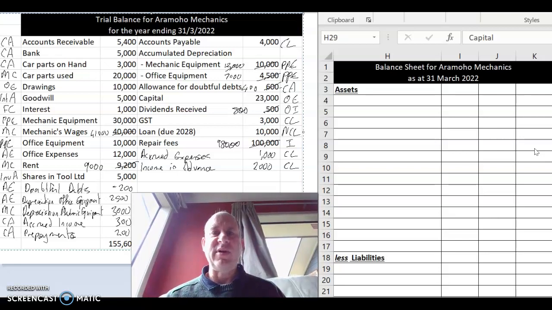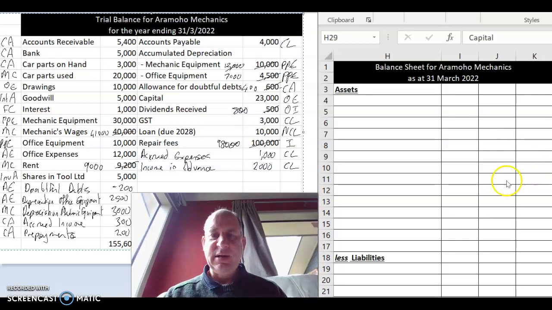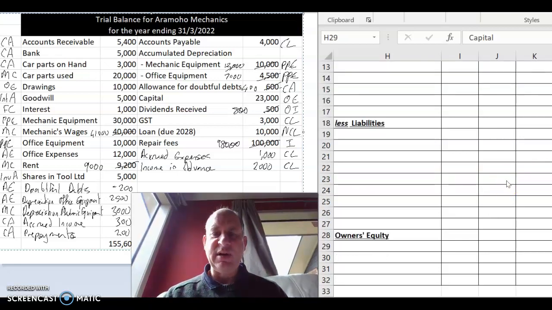There are 3 major sections of this, and the first major section is assets. So in the third line down you've got assets. In the 18th line I'd like you to write less liabilities, and if we scroll right down in the 28th line you've got owner's equity. So these are the 3 key important sections of the balance sheet.